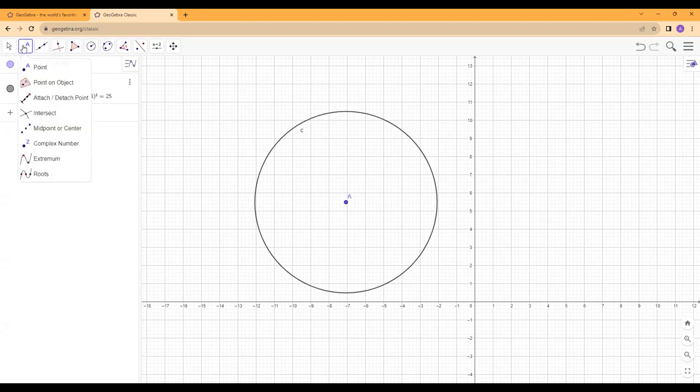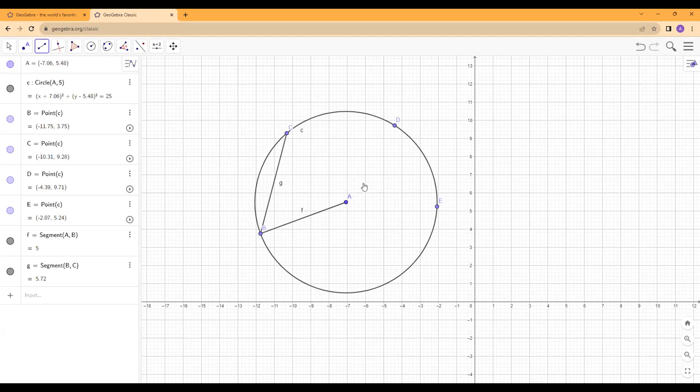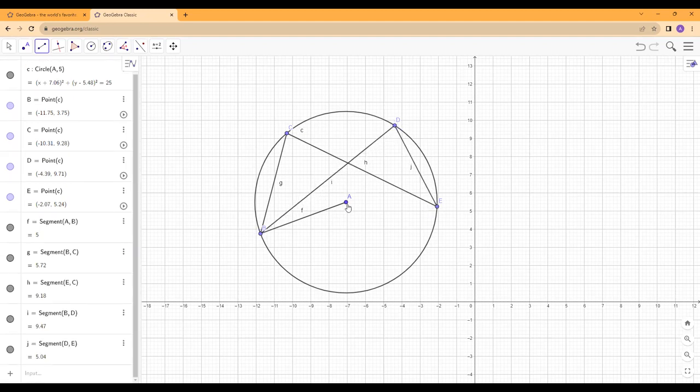I want to take some points on the circle to explain the properties. These are the points. And for a line segment, we can explain. For a line segment, we have an instruction: you have to select the 2 points. So I'm selecting 2 more points. Okay, so our center is A.